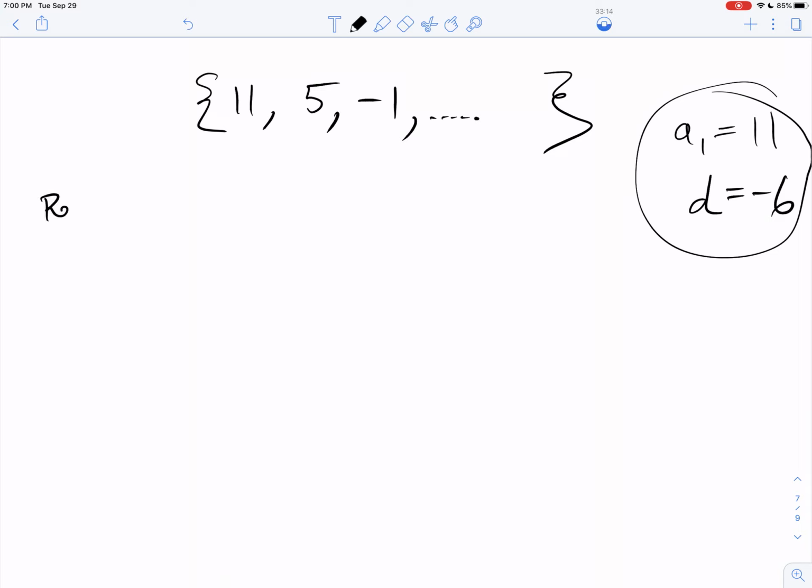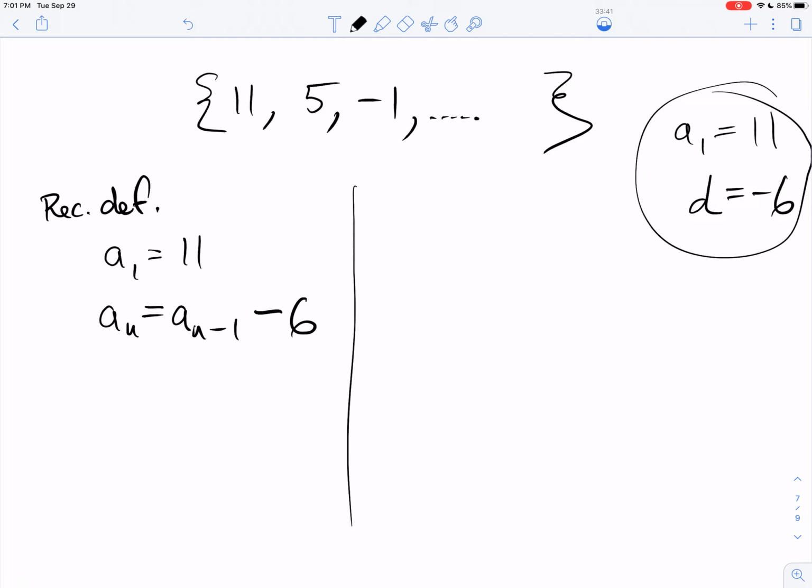You can write a recursive definition. What's that one again? Where I go A1 equals, you just tell me where it starts, 11. And then I always have to write this part, A sub n equals A sub n minus 1 plus, what is it, D? Wait, D is a negative 6. Can I just do this instead? Instead of saying plus negative 6, can I say minus 6? And I would say, yes, totally, that's what Gauss would do himself. So anyway, I've got that. That's my recursive definition. Not hard to write, but super hard to read.